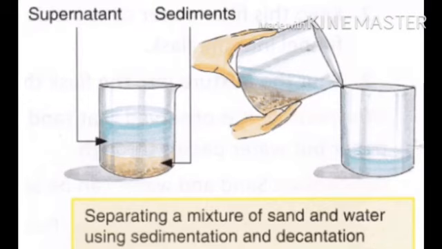This is called decantation. Separating a mixture of sand and water using sedimentation and decantation. In the second case, we pour the upper liquid, that is clear water, into another beaker. This is called decantation.